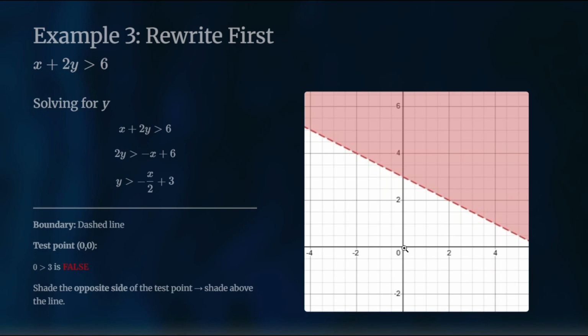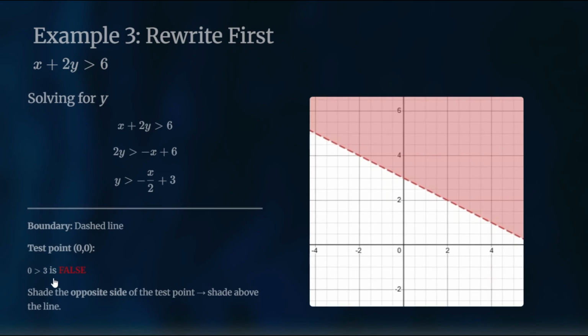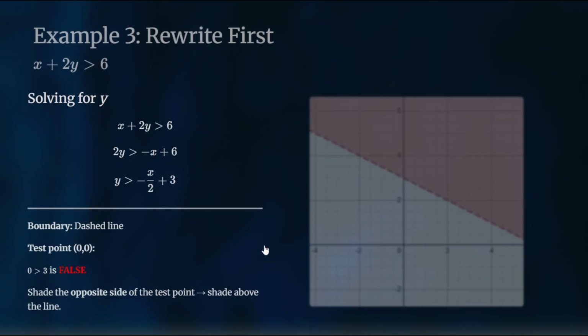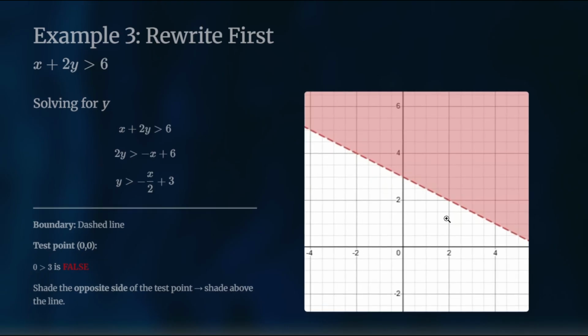Now if we test the point 0, 0, plug it into our inequality: when y equals 0, is that greater than negative 0 over 2 plus 3? 0 is not greater than 3, therefore it is false. So in this case, we'll want to shade the opposite side of the test point. So not this side, but the region above the line. So this will represent our solution.